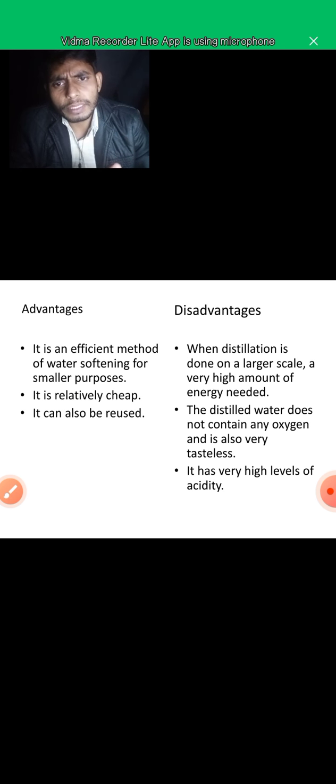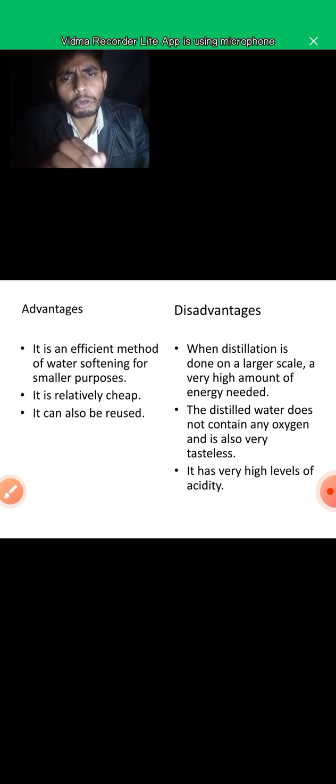Advantage. It is a sufficient method of water softening. Softening is a smaller process. It is relatively cheap. It is also the refuge, but it has more disadvantages.